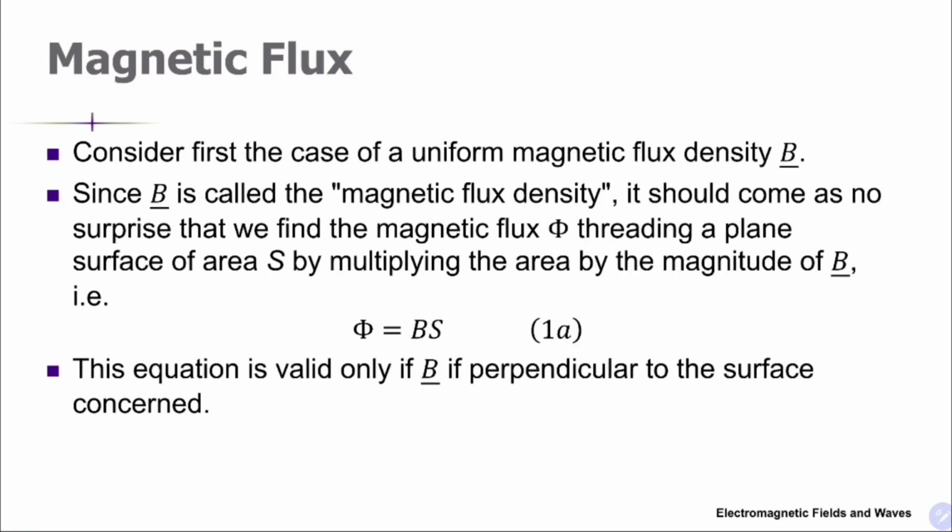Okay, magnetic flux. So we have studied electric flux in electrostatics. So this is the equivalence. First we consider a uniform magnetic flux density B. Since B is called the magnetic flux density, the magnetic flux will be the flux cutting through a plane. The magnetic flux is equal to B times the surface area of the plane, and the equation is valid only if B is perpendicular to the surface concerned. So this is similar to the electric flux that we have studied.